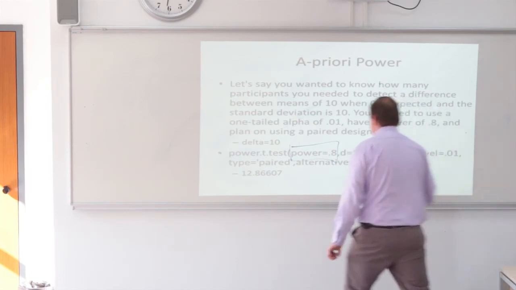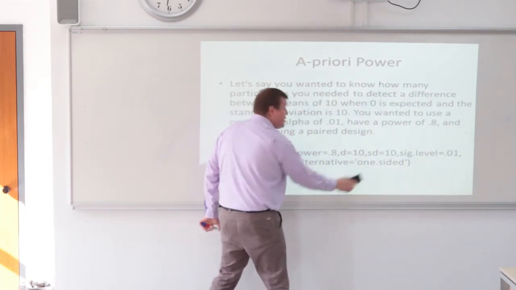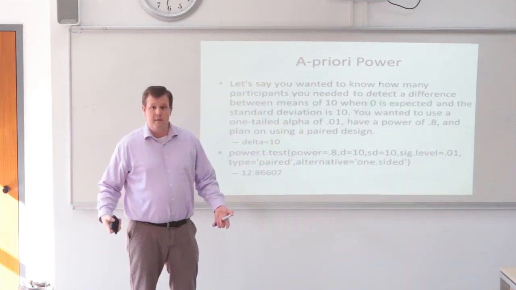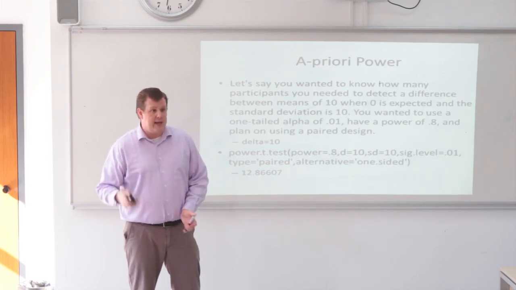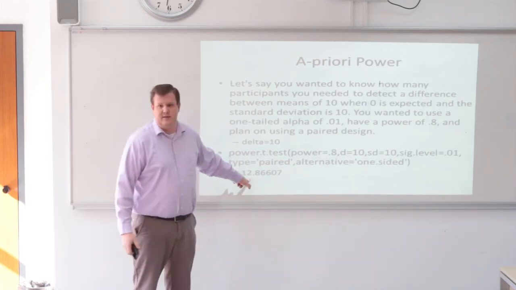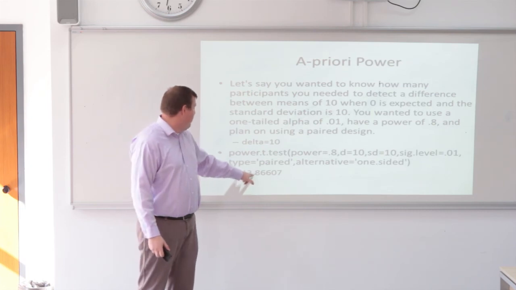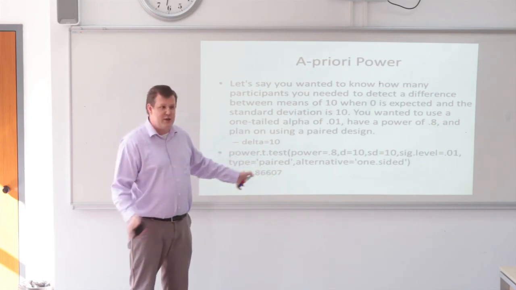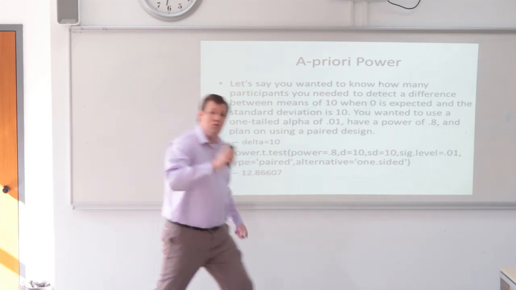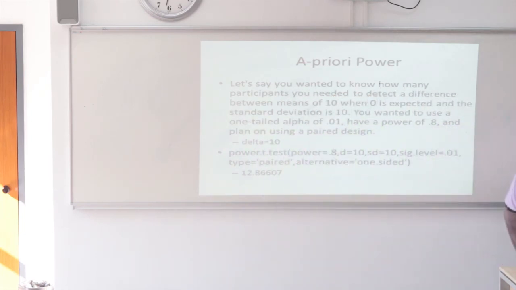So if I ask you how large your sample should be on homework or on a test, don't give me this. Unless it says 12.00000, okay, then use 12. Otherwise, round up. Because you can't have a part of a person.